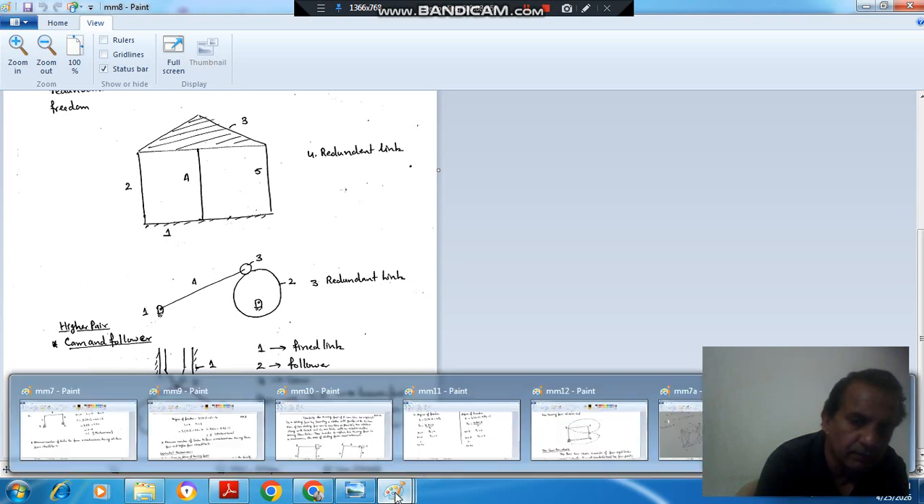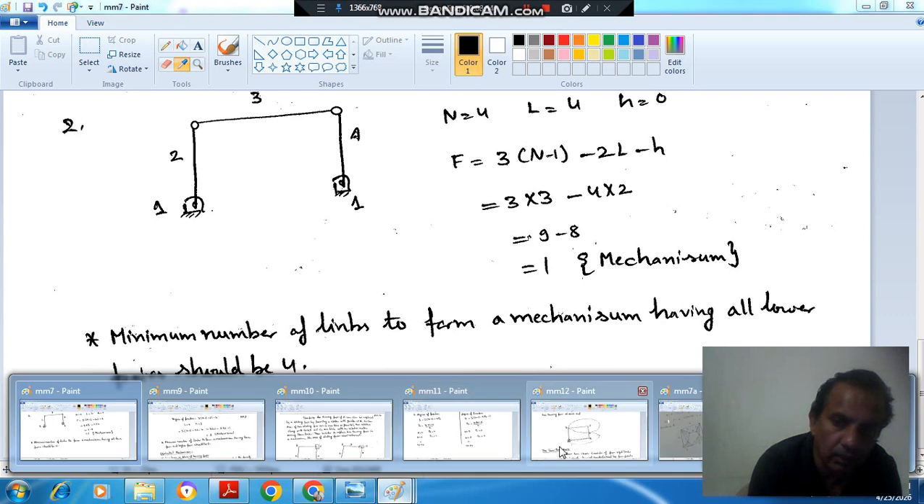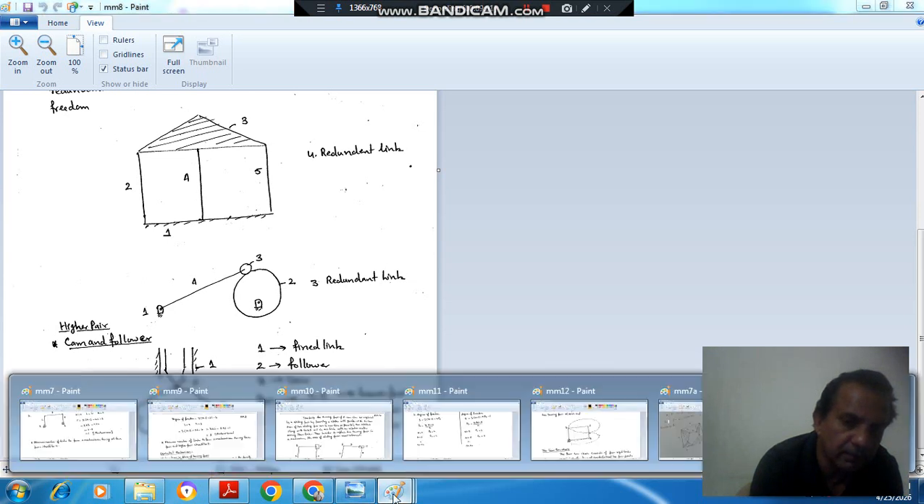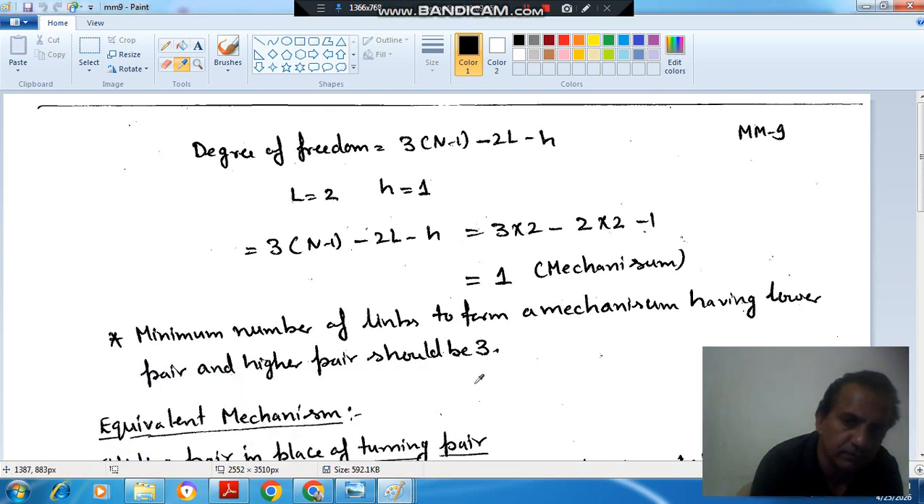Whereas in this case, if all the lower pairs are there, the minimum number of links to form a mechanism should be 4. Remember this: when all lower pairs are there, the minimum number of links to form a mechanism should be 4. Whereas when a higher pair and lower pairs both are there, then the minimum number of links to form the mechanism should be 3.